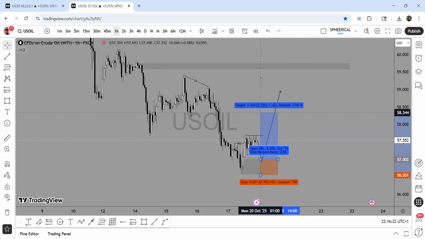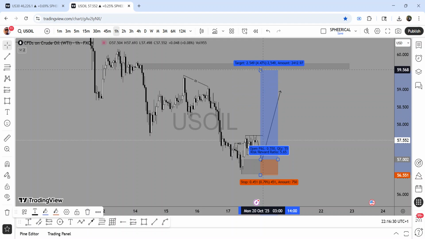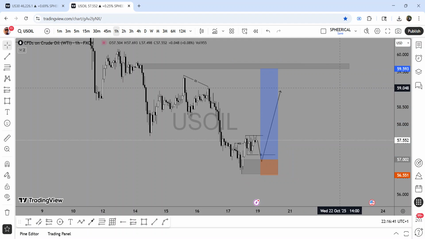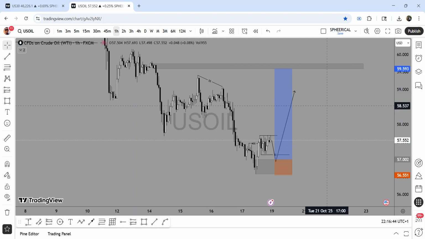So we'll be targeting this supply zone. So this is pretty close to 26 pips. This is 25 pips. So this is what will be my setup this week on USOIL. Once this market swoops into this POI, I will long it from here to this supply zone. I will not be going beyond that.